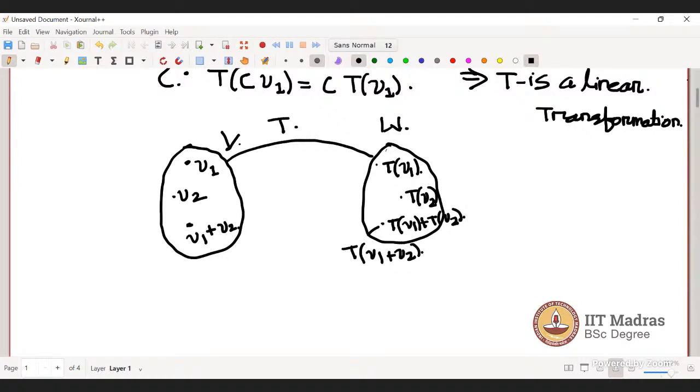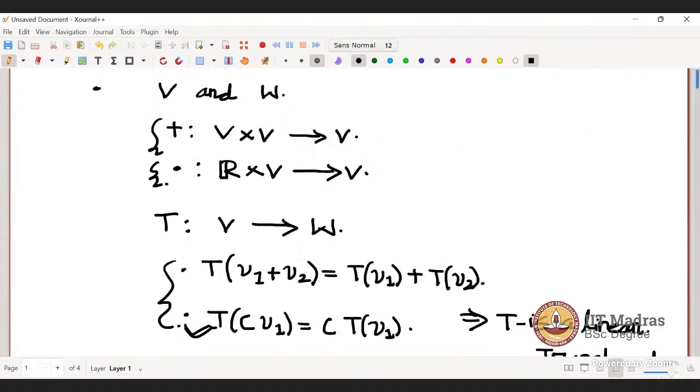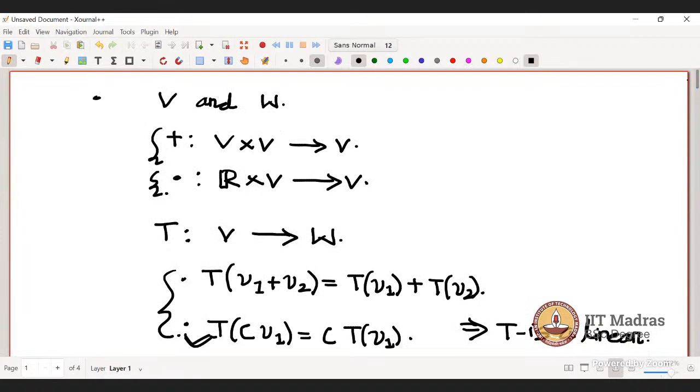Sir, both V and W are vector spaces? Yes, V and W are vector spaces, otherwise addition and multiplication have no meaning. Sir, could you take some example and explain? Yes, I'll do.